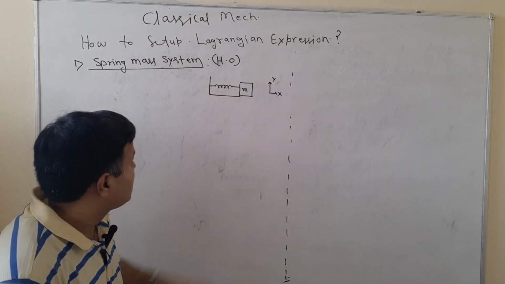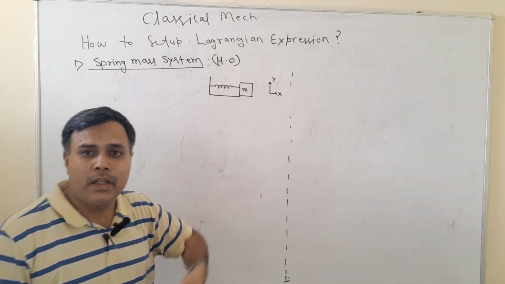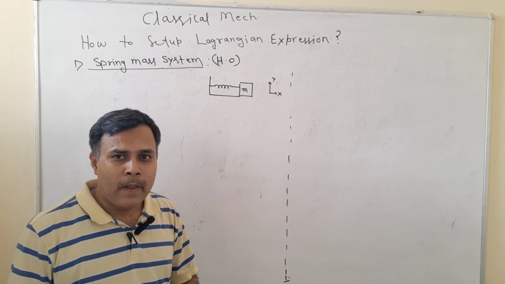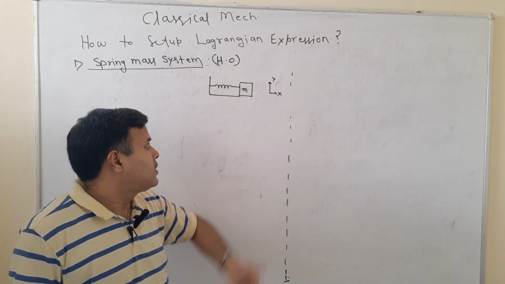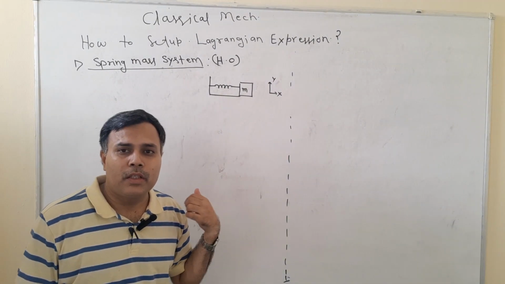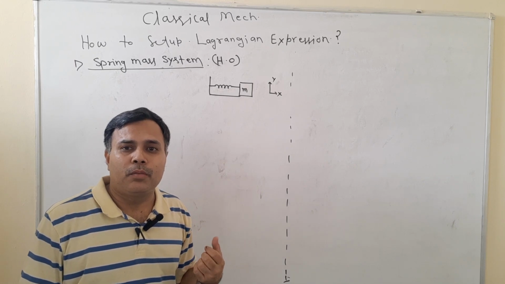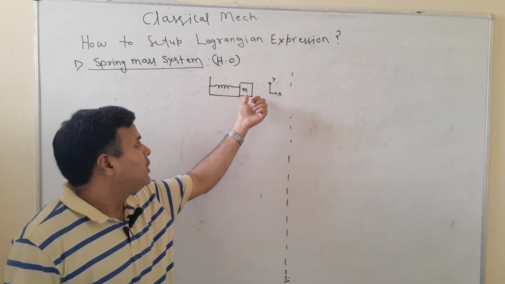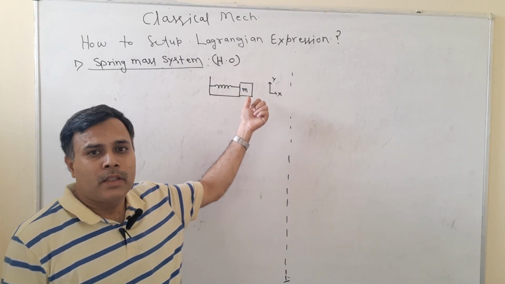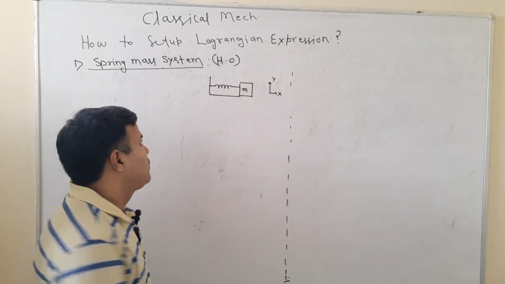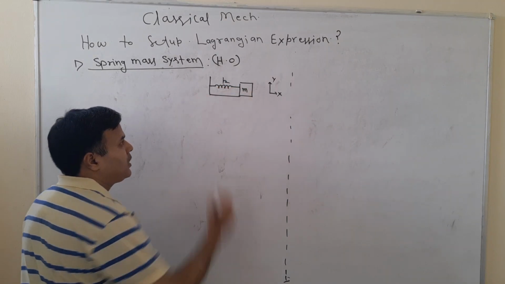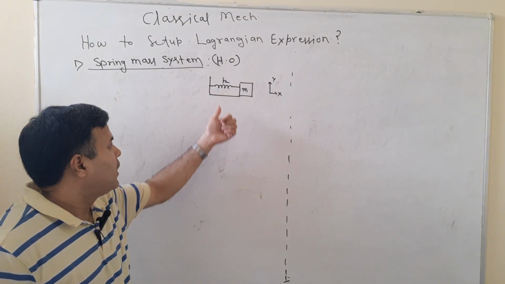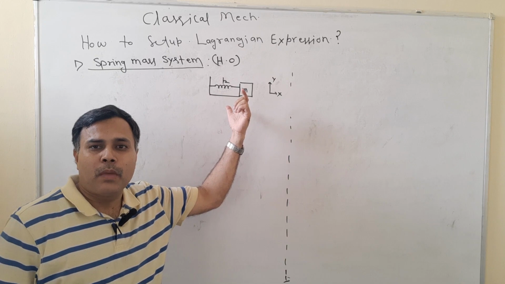So let us analyze this physical system. What is this spring mass system, or what is a harmonic oscillator? A harmonic oscillator is a system which executes simple harmonic motion. In this system, a mass m is attached to a massless spring having a spring constant k. So this is the rest position of the spring mass system.